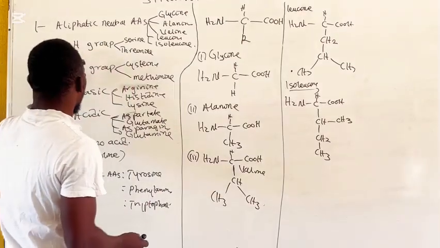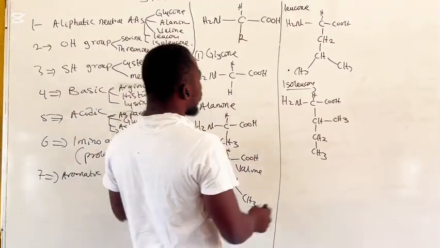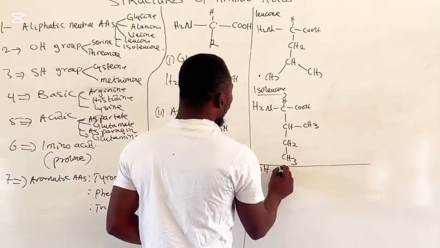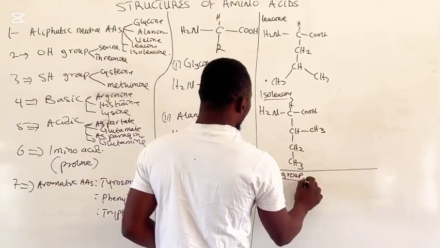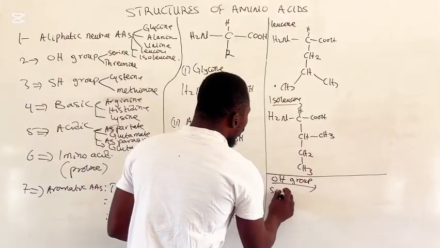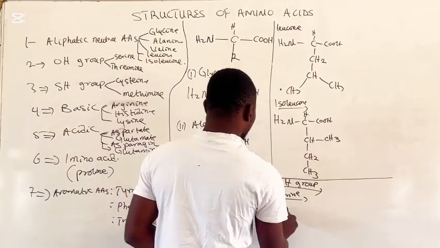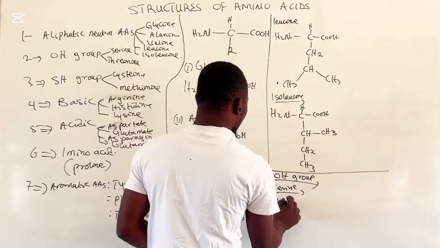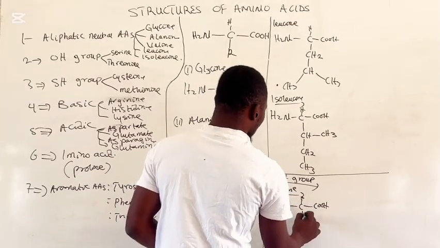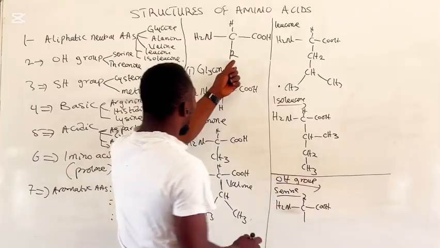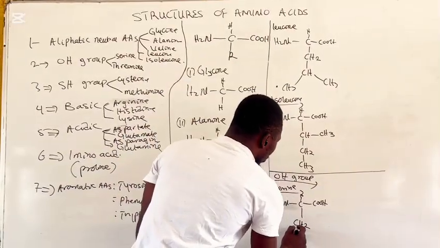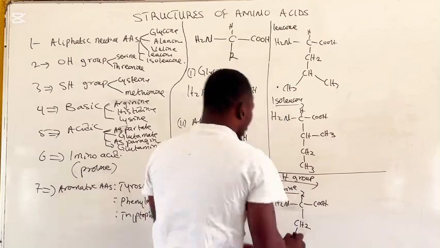The next group is amino acids that contain an OH group. We said we have serine and threonine. So the structure of serine: instead of the R part, you'll have CH2 with an OH group.